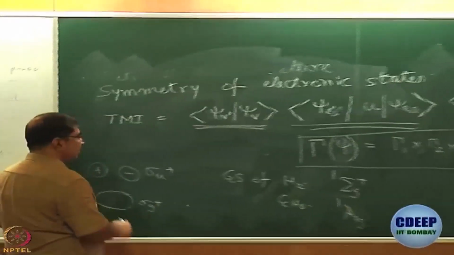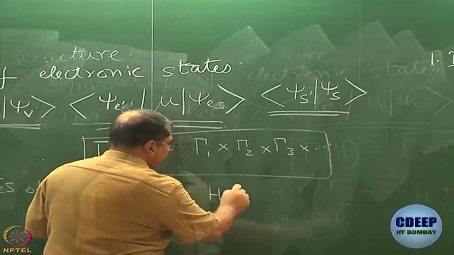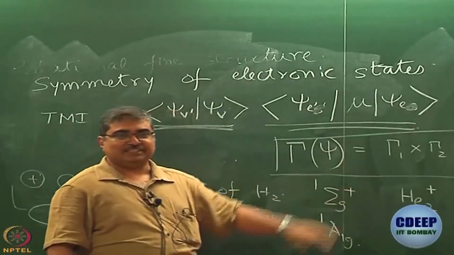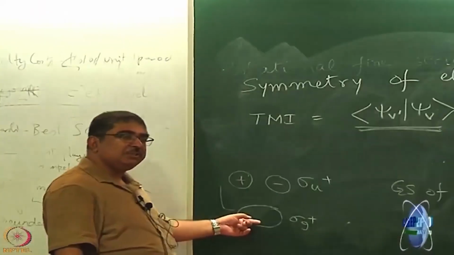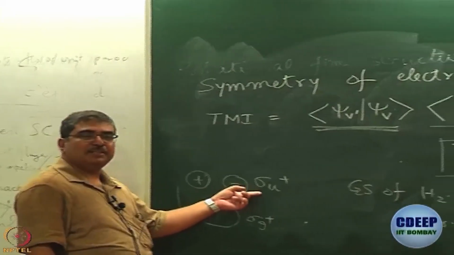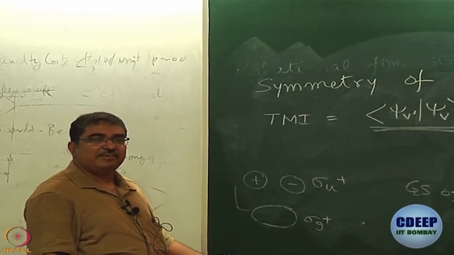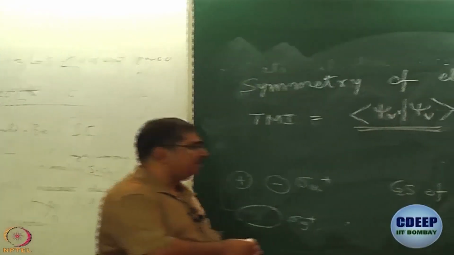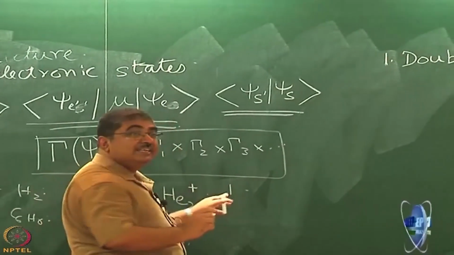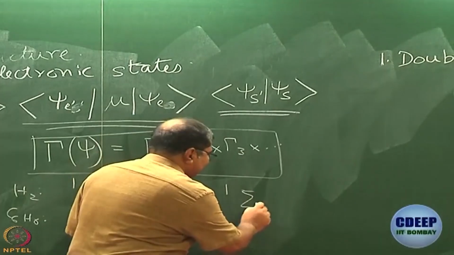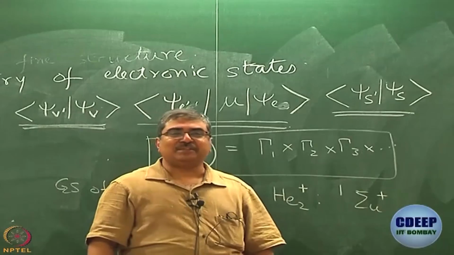Suppose I do not have helium 2 plus, I have helium 2. What about He2 plus? What will be the electron configuration in that case? Sigma G plus 2 and 1 electron in sigma U plus. So what will be the symmetry of the state? Sigma U plus. Simple? So this ground state has singlet, singlet, triplet, what will it be? Sigma U plus, I agree. What should I write here? Singlet or triplet or something else?